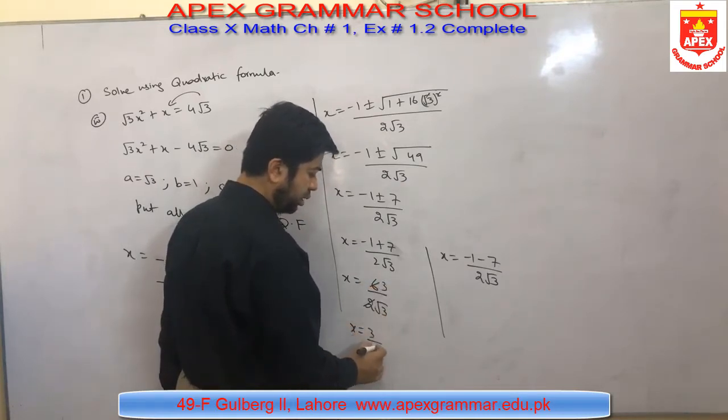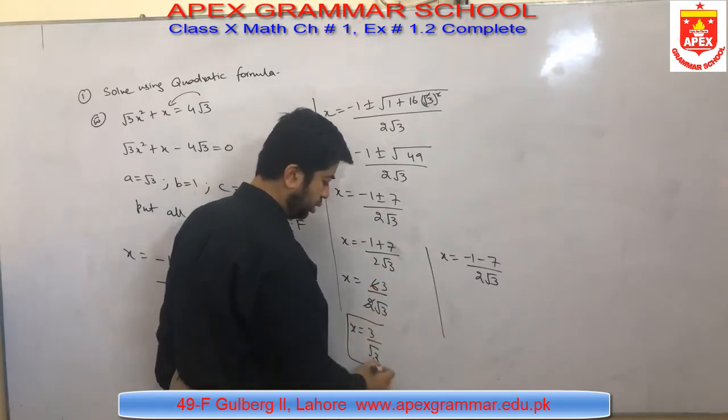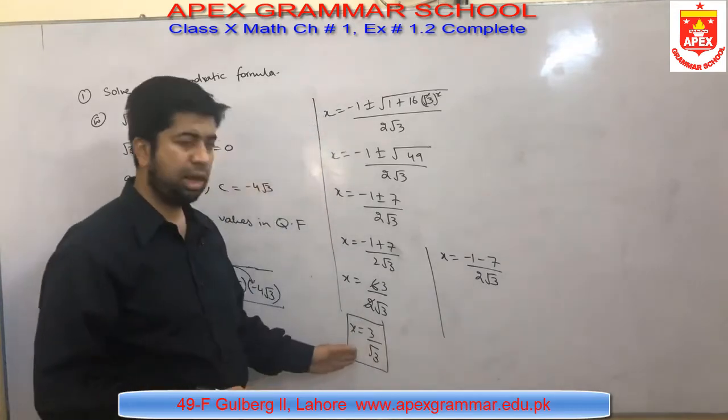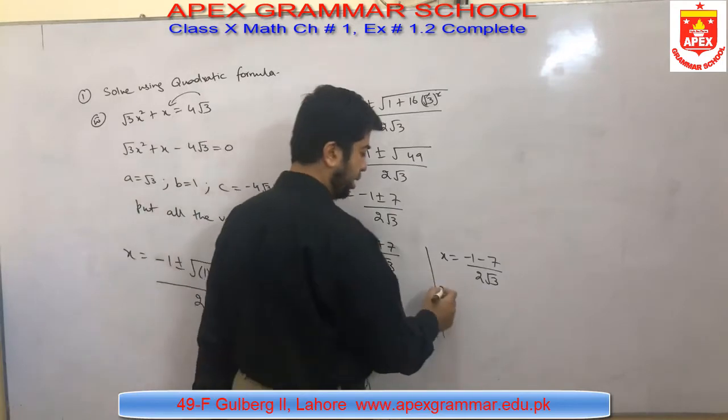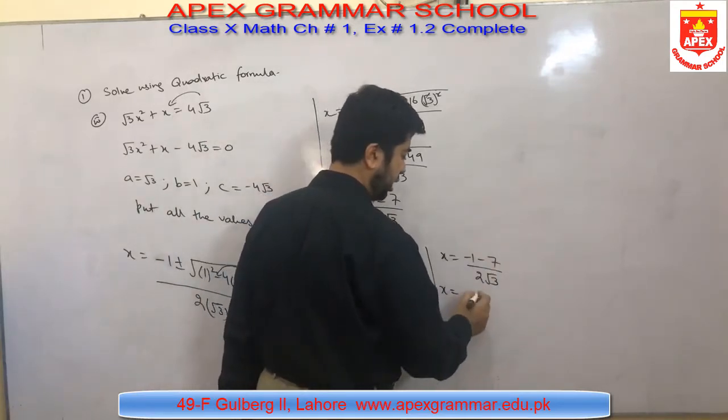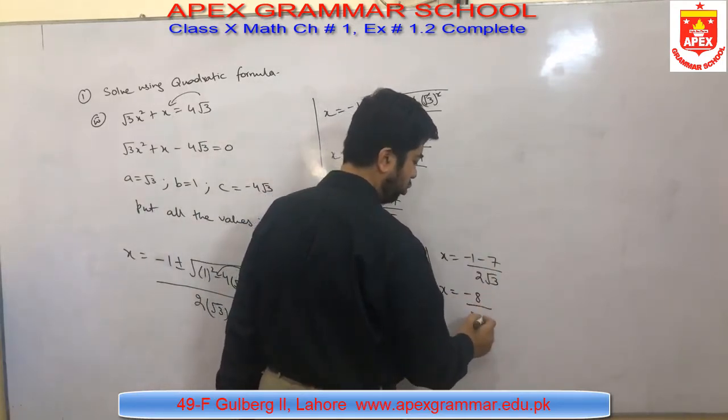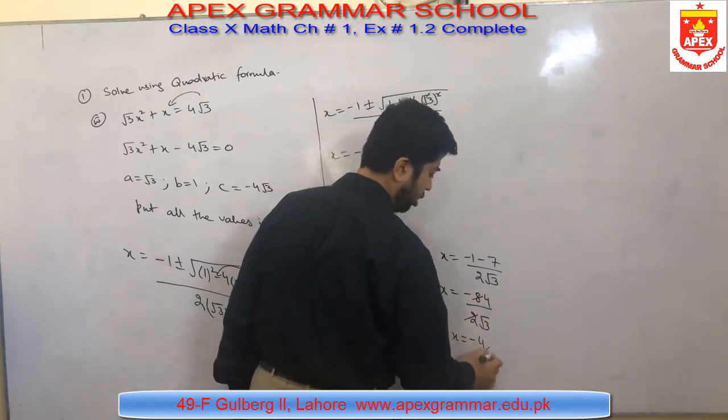You can write this answer as it is, or you can write it in another form also. x is equal to minus 1 and minus 7, that is minus 8, divided by 2 under root 3. 2 1s are 2, 2 4s are 8, so x is equal to minus 4 under root 3.